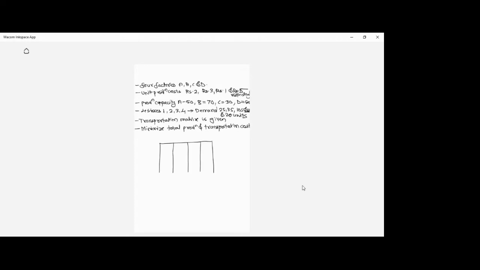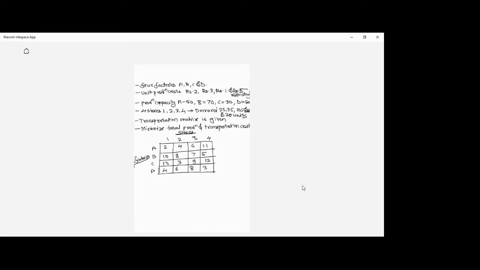4 sources and 4 destinations. So it is A, B, C, D, 1, 2, 3, 4. These are the factories, and these are the stores. So 2, 4, 6, 11, 10, 8, 7, 5, 13, 3, 9, and 12, 4, 6, 8, and 3 are the transportation matrix that has been given.